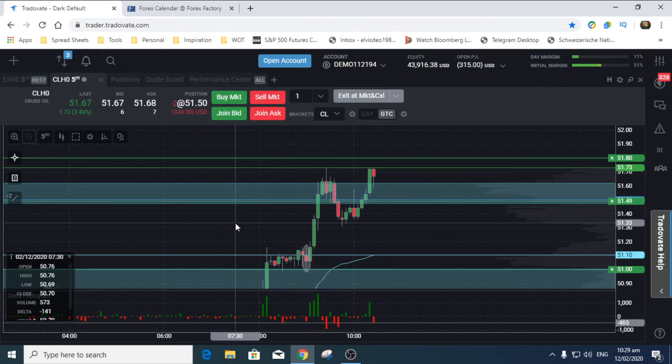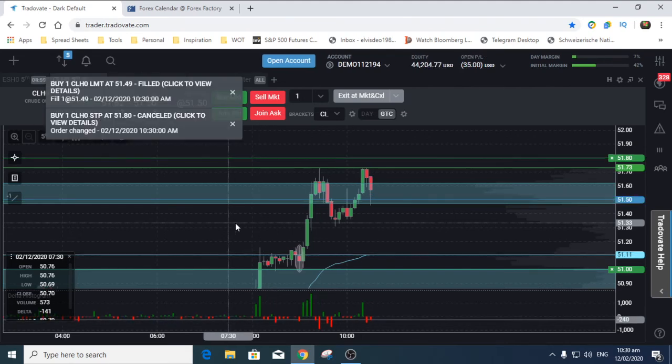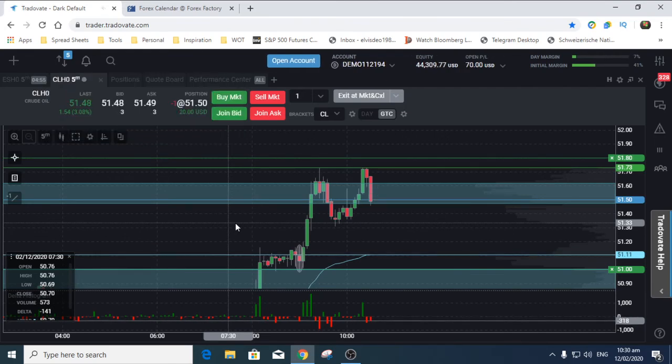VWAP opening range low is the target if you're on the short side, which we expected. The shorts are coming to the market right on the news. Order filled. Got filled on the order. You're looking for this 51 flat, 51.10.